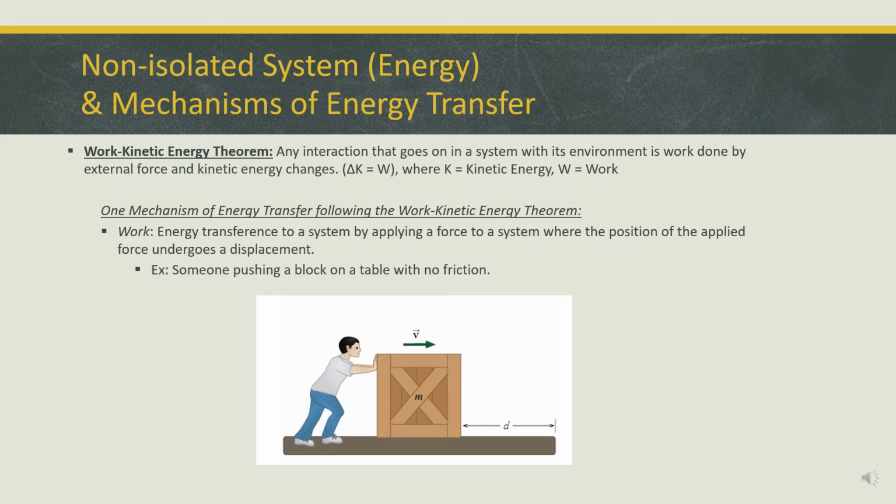For non-isolated systems of energy, there are 6 total mechanisms of energy transfer possible to cross a boundary for a given system. The first can be expressed with the work-kinetic energy theorem, where energy is transferred by an applied force to the system, causing displacement, which is shown in the example of the man pushing the crate where friction is ignored.